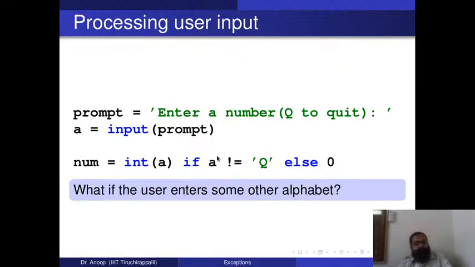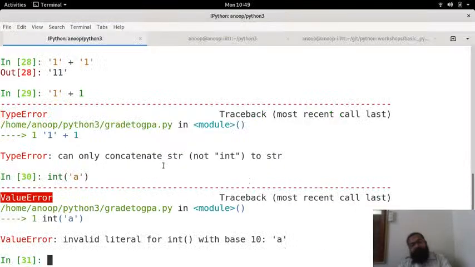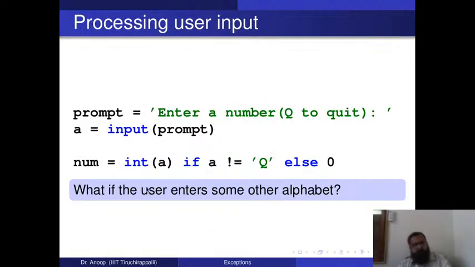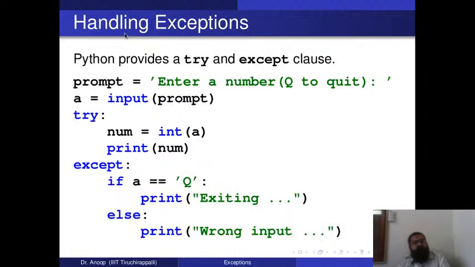Okay, so this is an example for the problem that can occur in a program when the program runs. So when the user enters some value to a which is not q but some other alphabet, then it enters into an error. So the thing here is we have to handle the exceptions in Python. Okay, so this is an example for the try except clause.